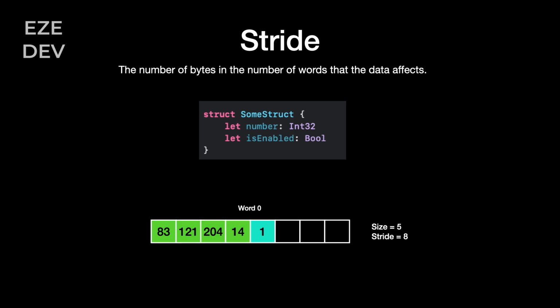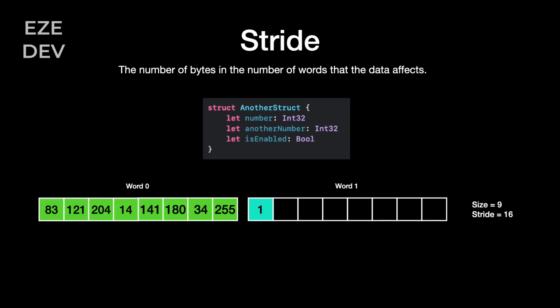The next thing to learn is stride. Stride is a number of bytes of the words that contain the data. Our SumStruct from the first example fits within one word. One word holds 8 bytes. This means that the stride of this structure is 8. The second structure, even though it only slightly exceeds one word, occupies 2 words. In 2 words, we have a total of 16 bytes. This means that the stride of this structure is 16.